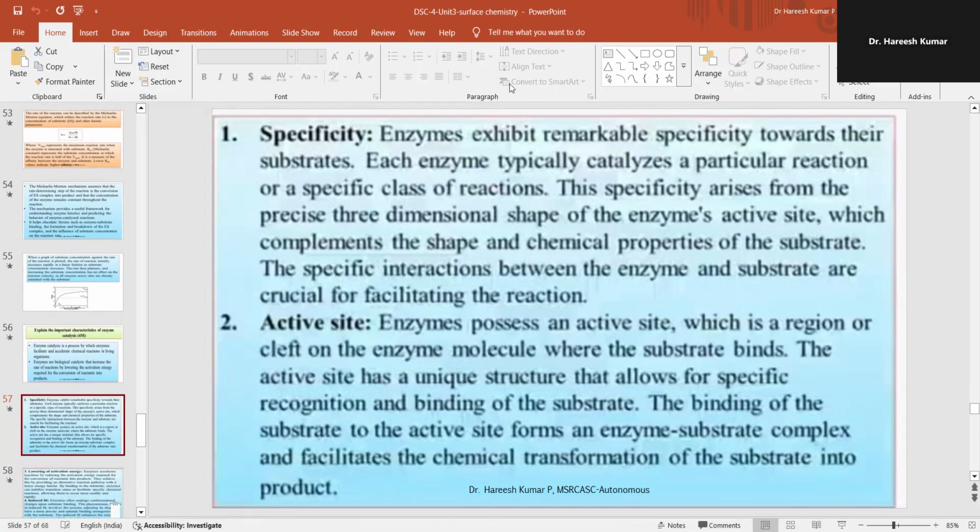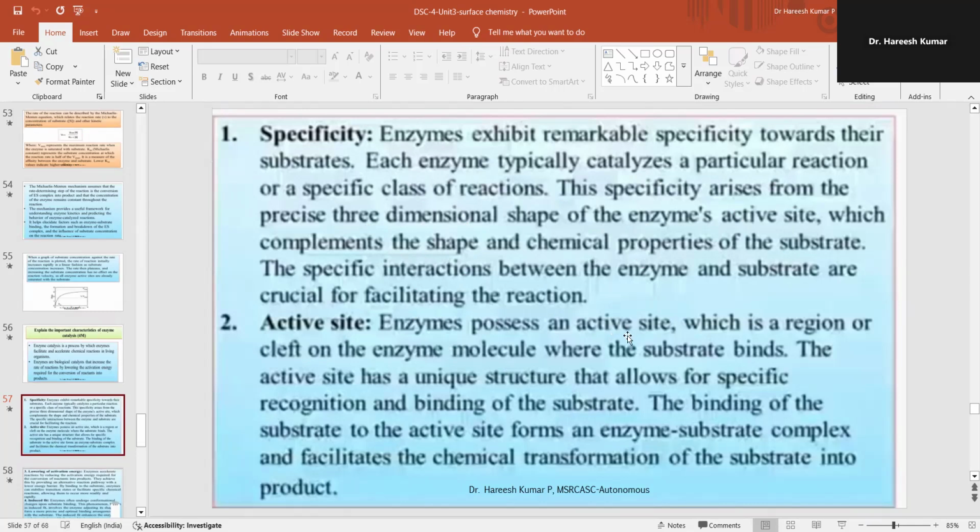Specificity. Enzymes exhibit remarkable specificity towards their substrate. Each enzyme typically catalyzes a particular reaction or a specific class of reactions. This specificity arises from the precise three-dimensional shape of the enzyme's active site, which complements the shape and chemical properties of the substrate. The specific interactions between the enzyme and the substrate are crucial for facilitating the reaction.